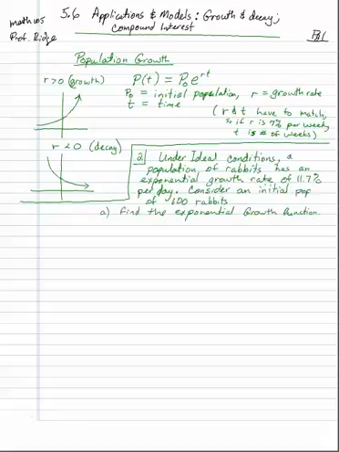Okay, so under ideal conditions, a population of rabbits has an exponential growth rate of 11.7% per day. Consider an initial population of 100 rabbits. Find the exponential growth function. So what we're going to do is, r is 11.7%, so we're just going to use the formula above. The initial population is 100, e to the r. r is 11.7%, so write it as a decimal. Move it two places to the left, times t. So that's all we do for that one.